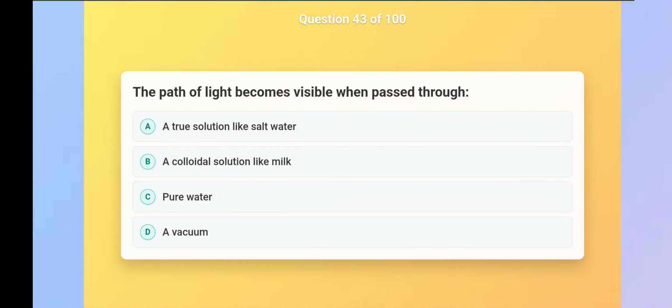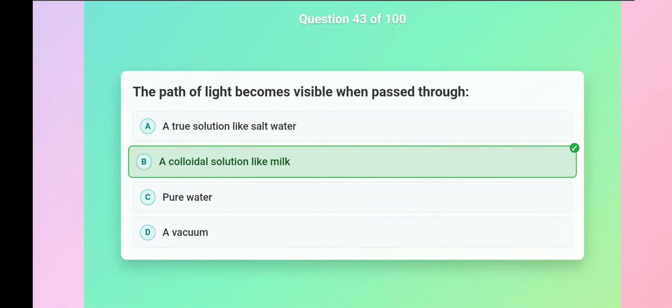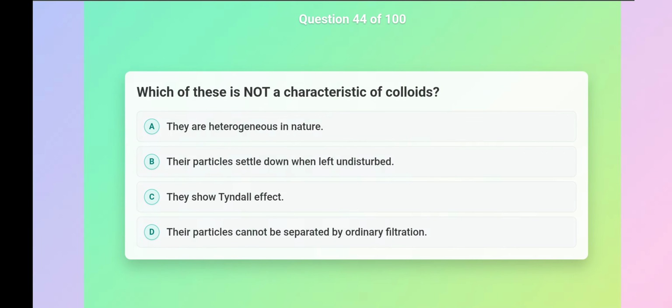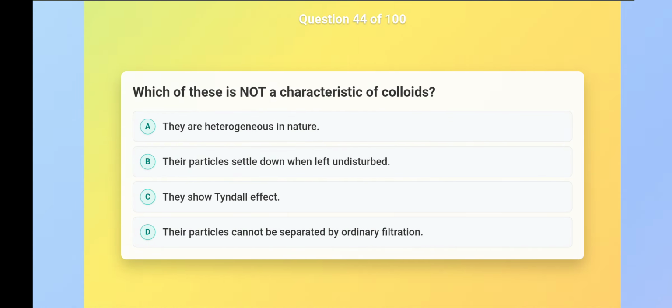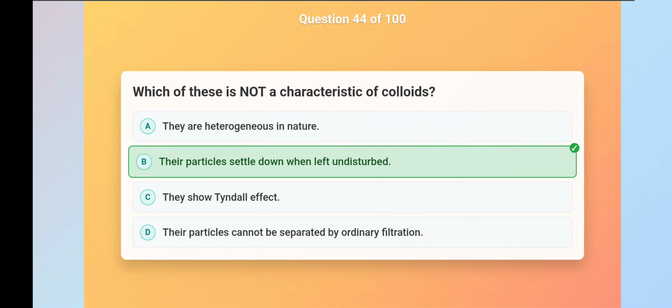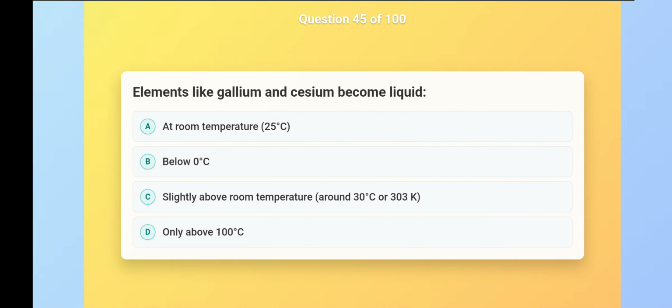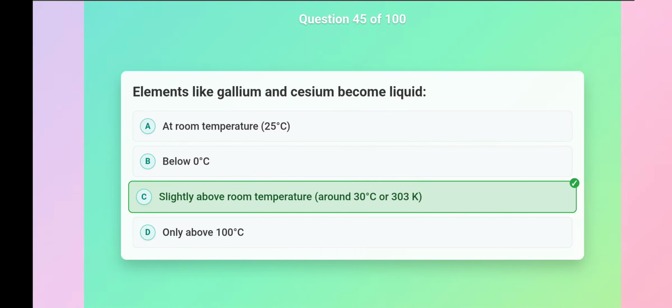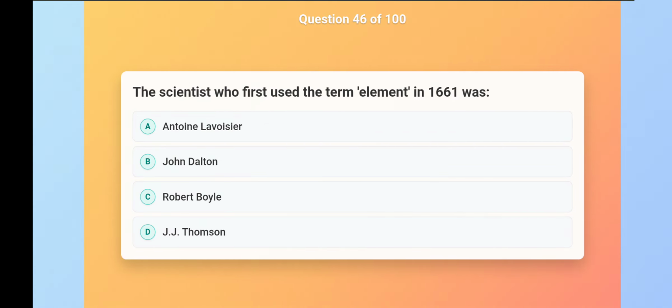The path of light becomes visible when passed through a colloidal solution like milk. Which of these is not a characteristic of colloids? Their particles settle down when left undisturbed. Elements like gallium and cesium become liquid slightly above room temperature, around 30 degrees Celsius at 303 K. The scientist who first used the term element in 1661 was Robert Boyle.